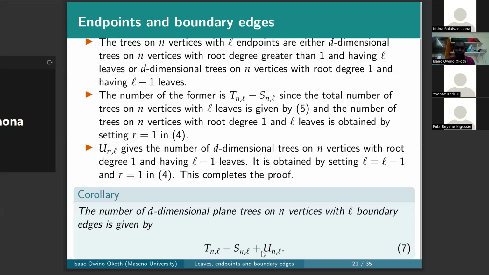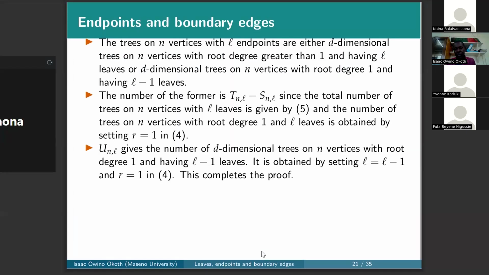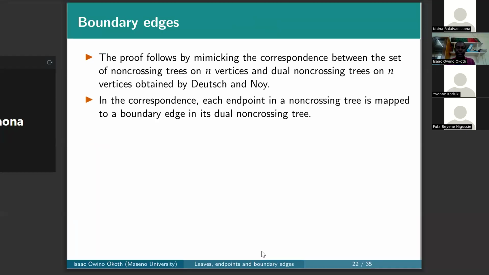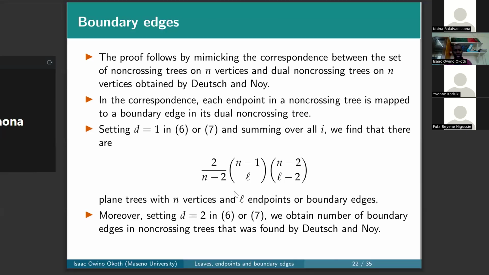So we can obtain, for the boundary edges, the number of d-dimensional plane trees on n vertices with L boundary edges is given by 7, which is the same formula which was counting them for the endpoints. So for endpoints and boundary edges, the number of those trees are the same. And the proof just follows by adapting the proof given by Flajolet and Noy. So the construction is the same. So by summing over all i's, we can obtain the number of plane trees on n vertices and n leaves or boundary edges as given by this formula here. Moreover, when we take d equals 2, then we obtain the number of boundary edges of non-crossing trees. That was also given by Flajolet and Noy.